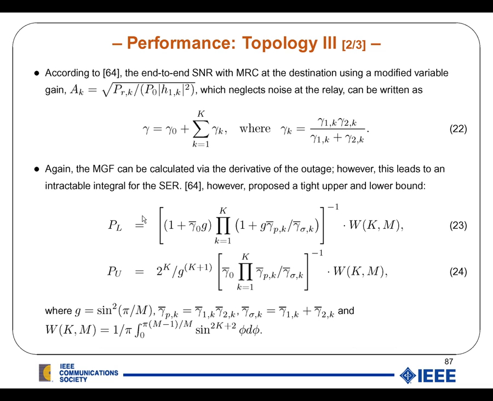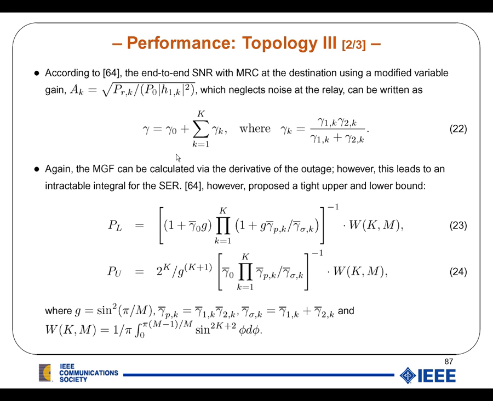Now let's look into details here, and what is the most important thing to bear in mind here is the end-to-end signal-to-noise ratio, which can be expressed as gamma naught, which is the signal-to-noise ratio due to the direct connection between source and sink, plus the signal-to-noise ratio due to the K relays here, where each of these gamma Ks is the harmonic mean given right here.